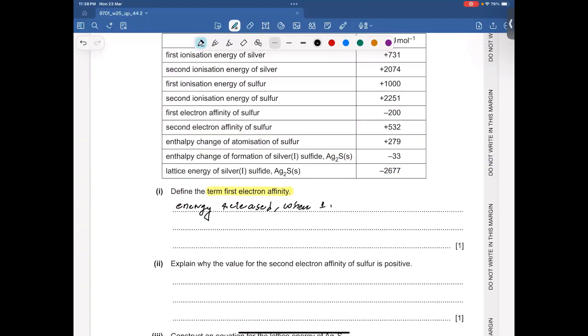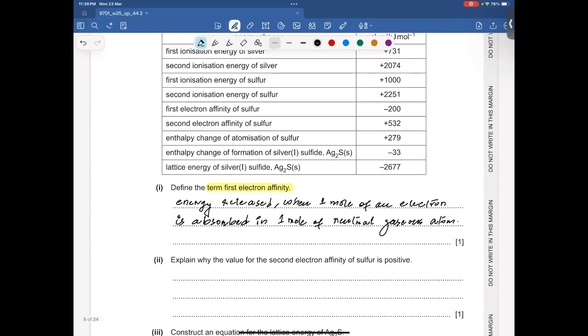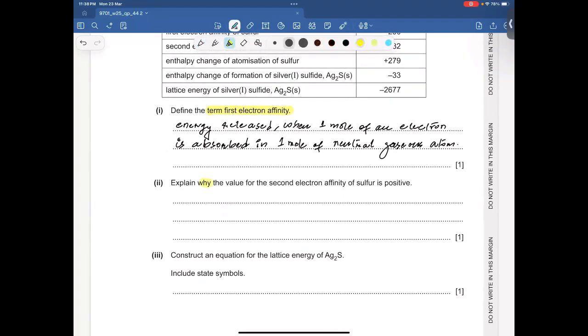When 1 mole of an electron is absorbed in 1 mole of neutral gaseous atom. Okay. Explain why the value of the second electron affinity of sulfur is positive. Second electron affinity is endothermic.